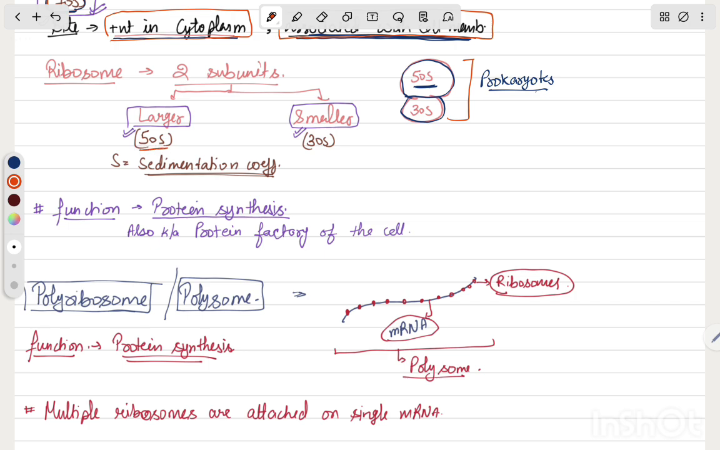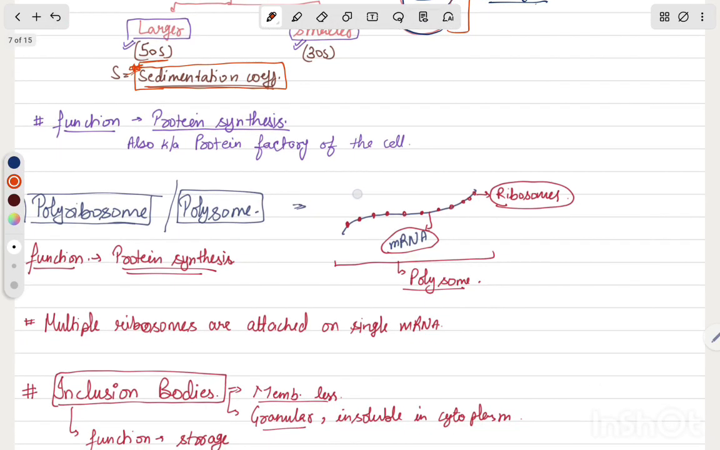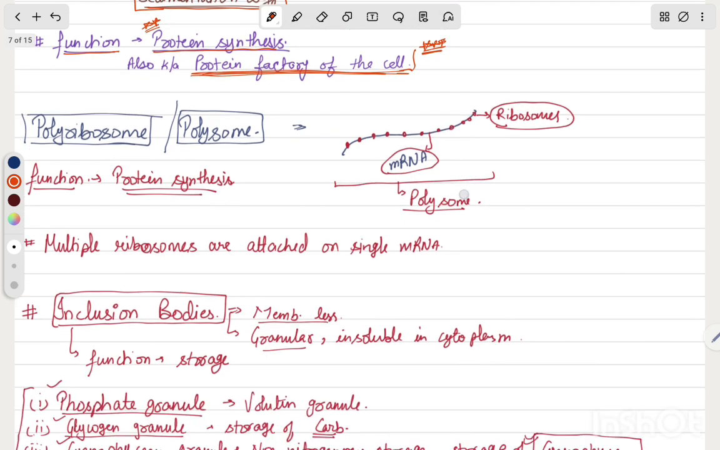S in this is the sedimentation coefficient. We'll discuss the sedimentation coefficient, or Svedberg unit, in the upcoming lectures. Now let us discuss the function of ribosome. Ribosome is mainly involved in protein synthesis. The function of ribosome is protein synthesis. That is why ribosomes are also known as the protein factory of the cell. It is very important.